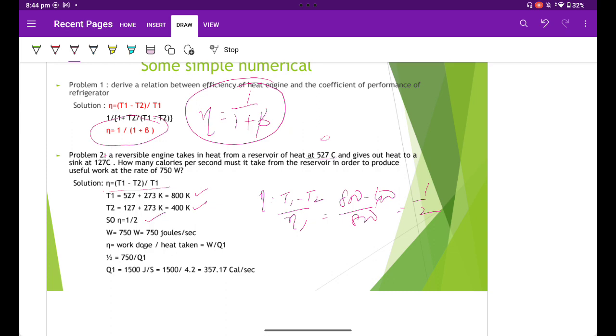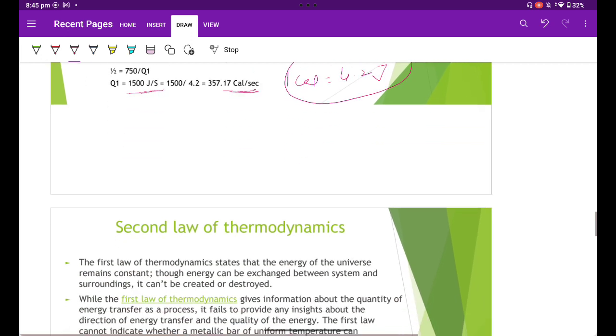Work done is 750 watts, 750 joules per second. Efficiency is work done upon heat, W by Q1. Half is 750 by Q1. Q1 comes out to be 1500 joules per second. And if it needs to be converted into calories, 1 calorie is equal to 4.2 joules. So divided by 4.2, it becomes 357.14 calories per second.